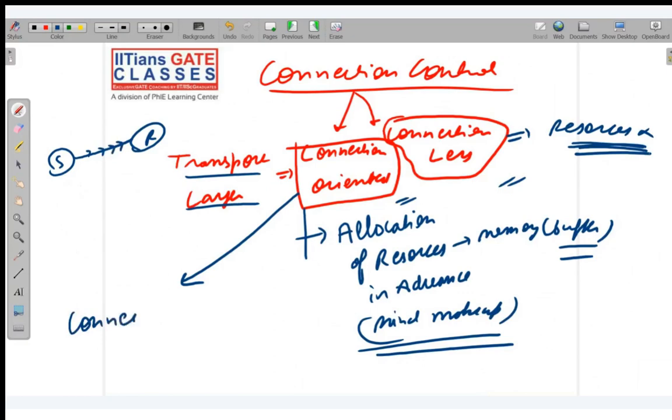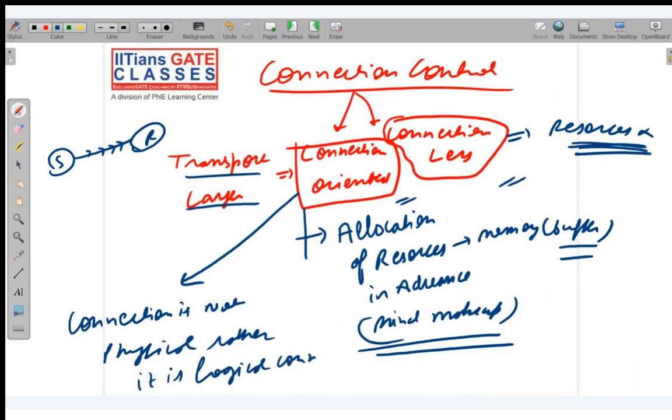Connection is not physical. Rather, it is a logical connection. Like you are calling somebody, it is a logical connection. It is not a physical connection. You cannot touch or feel that person. It's just like you are logically connected with that person. So connection is not physical, rather it is a logical connection. Connection oriented means like that.